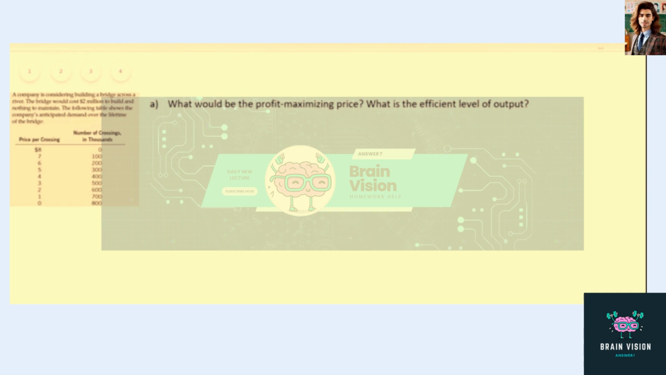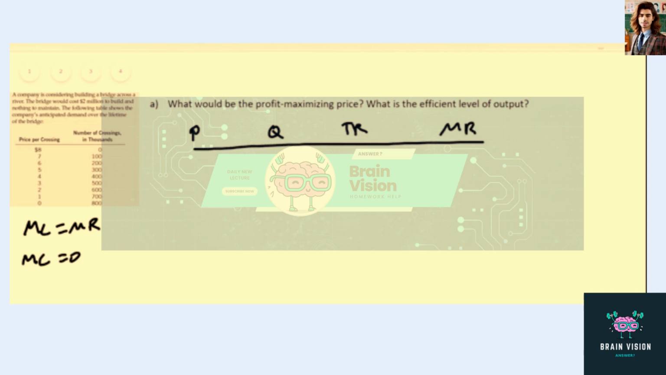In order to know that, profit maximization occurs where marginal cost equals marginal revenue. We know that marginal cost equals 0, so we need to calculate marginal revenue. To do that, we're going to make this table. We have a price, a quantity, a total revenue, and a marginal revenue. For a price of 0, we have a quantity of 800, but total revenue of 0 because it's price times quantity, and a marginal revenue, which doesn't exist, it's not 0.